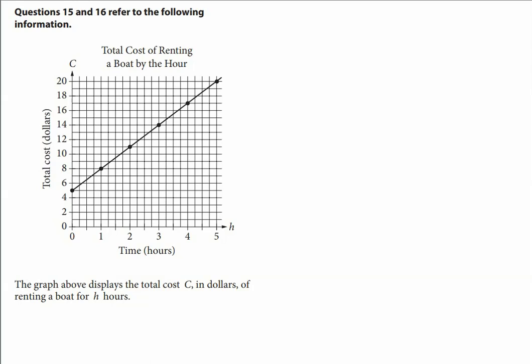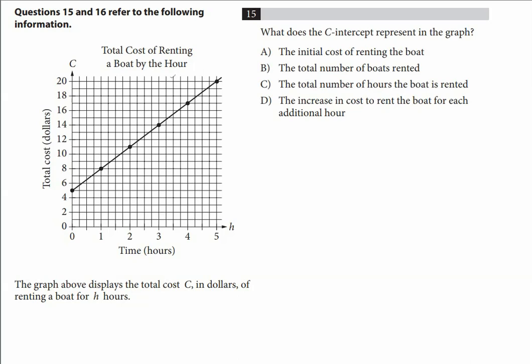Questions 15 and 16 refer to the following information. The graph above displays the total cost C in dollars of renting a boat for H hours. Question 15. What does the C-intercept represent in the graph?